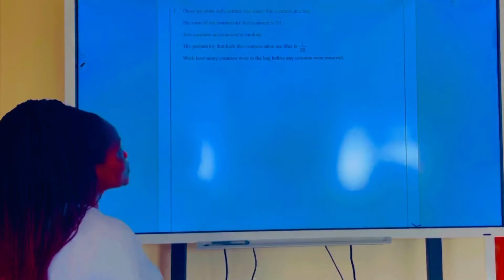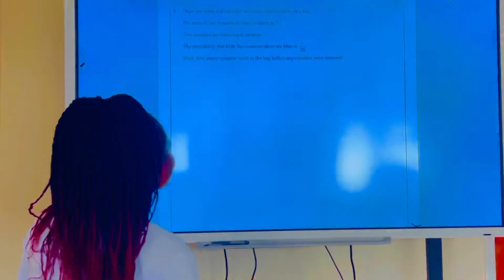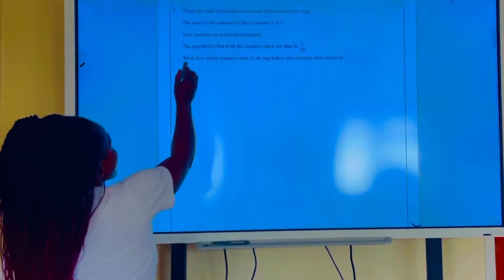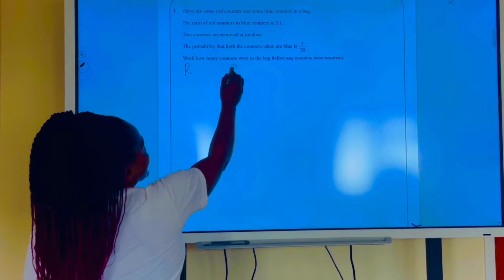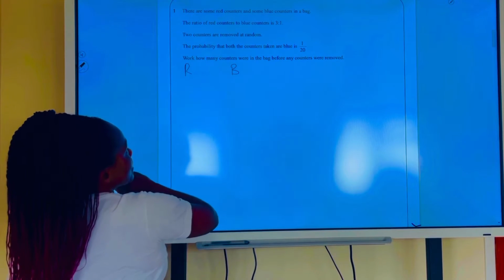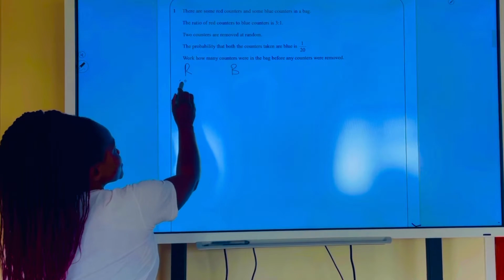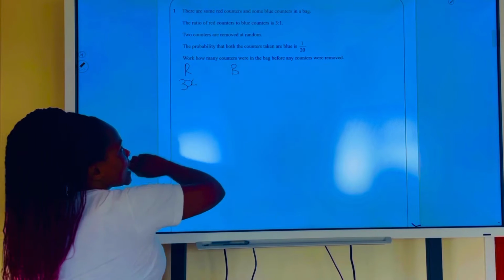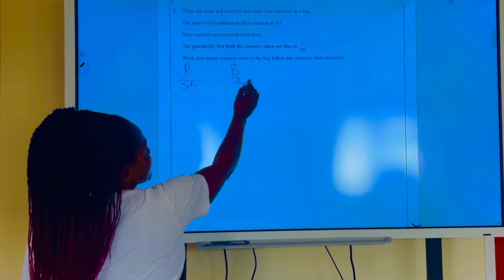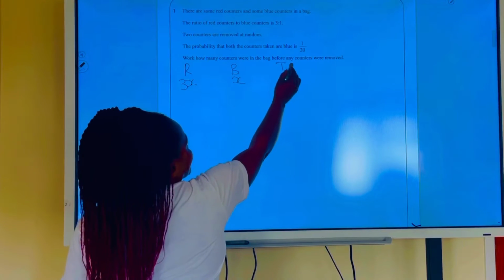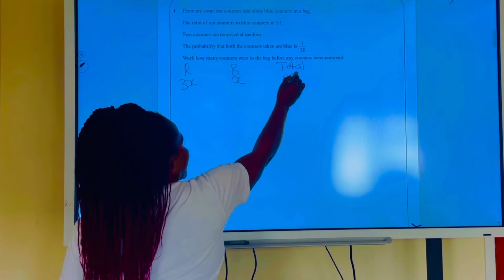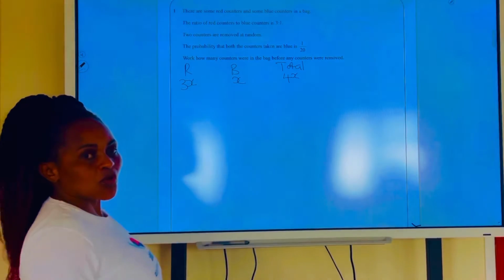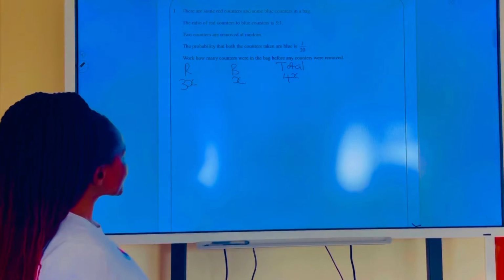What I need to do is form my expression first, to understand what I'm doing. I know I have got red counters and blue counters. The red counters are 3, which means 3x, because we don't know how many there are, and the blue is x, and the total number of counters in the bag is 4x. So I'll do my probability tree first.